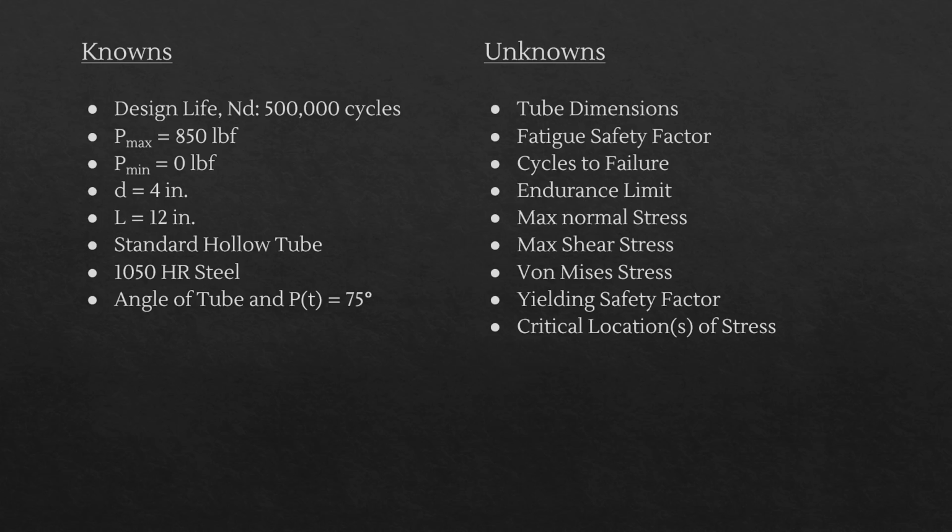For our unknowns, we need to find out our tube dimensions, our fatigue safety factor, our cycles to failure, our endurance limit, our max normal stress, our max shear stress, our von Mises stress, our yielding safety factor, and our critical locations of our stresses.